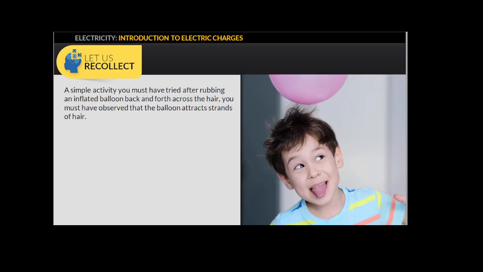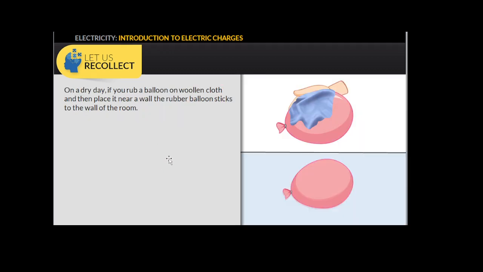Also, if we rub an inflated balloon back and forth across our hair, we'll observe that the balloon will attract the strands of our hair. Like we can see, there is an attraction between the balloon and the strands of our hair. Why? So again, why does this happen? Let's see some more questions and then find the answers through these slides.